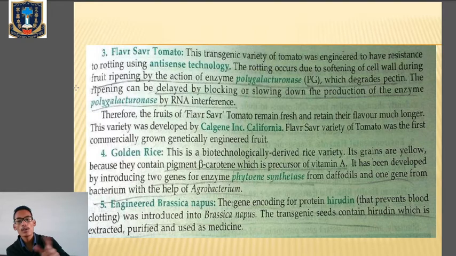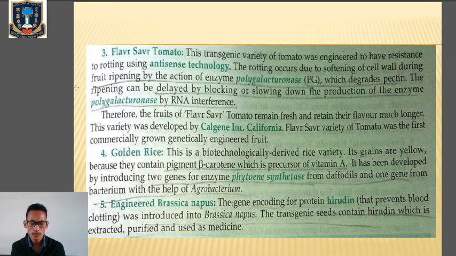Okay, then you have golden rice, which is rich in vitamin A. Its grains are yellow and they contain the pigment beta carotene, and it's the rich source of vitamin A. It has been developed by introducing 2 genes for the enzyme phytoene synthase from daffodils and 1 gene from a bacterium with the help of Agrobacterium. Okay, then we have the engineered Brassica napus, where the gene coding for the protein hirudin that prevents blood clotting was introduced into Brassica napus. So the transgenic seeds contain hirudin, which is extracted, purified and used as medicine.